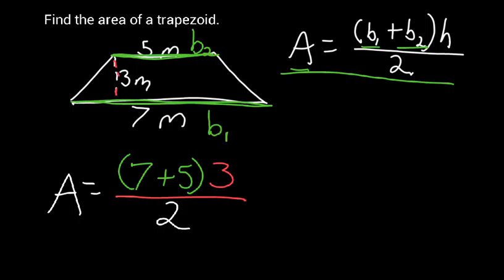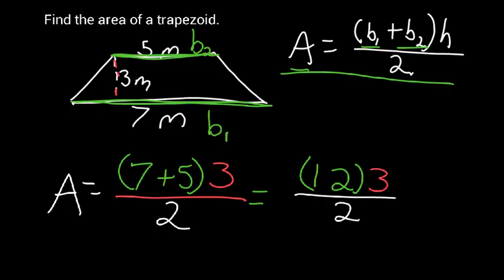So let's go step by step through this process. First, we're going to do the inside of the parentheses first. We follow our normal PEMDAS procedures, which would be parentheses first. So 7 plus 5 is 12. Okay, and next we still have our 3. So all I did was do what's inside the parentheses, keep the parentheses there, 3, and then we divide it all by 2.